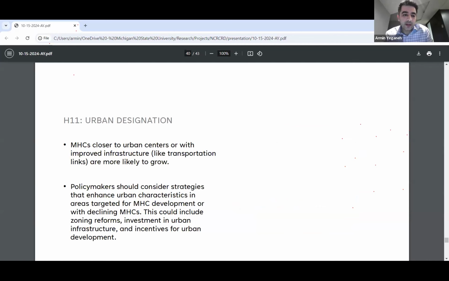And finally, urban designations seem to have a positive role. Manufactured housing communities closer to urban centers or with improved infrastructure are more likely to grow. And policymakers should consider strategies that enhance urban characteristics in areas targeted for manufactured housing community development or with declining manufactured housing communities. For instance, zoning reforms or investment in urban infrastructure and incentives for urban development.